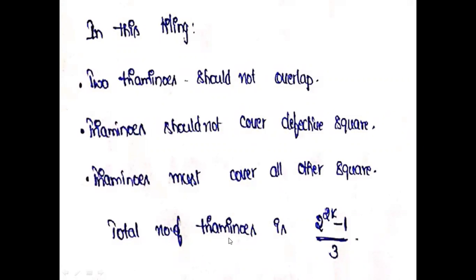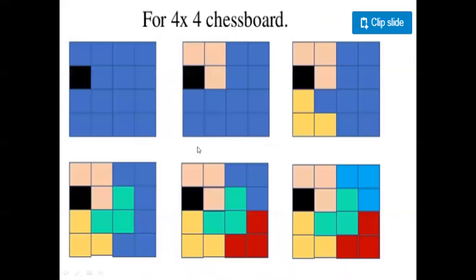The total number of trinomials required is (2 power 2k minus 1) by 3. For any chessboard of size 2 power k by 2 power k, suppose k equal to 0, the number of trinomials required is (2 power 2k minus 1) by 3. For example, here the total number of trinomials used is 1, 2, 3, 4, 5. Totally we are using 5.